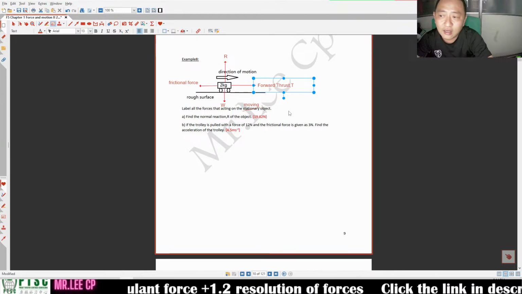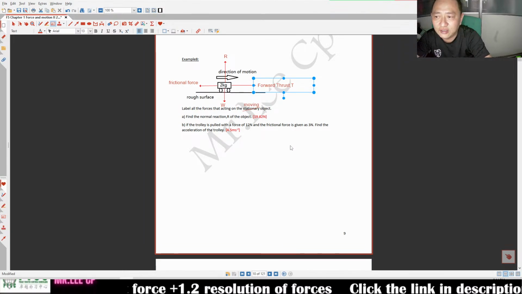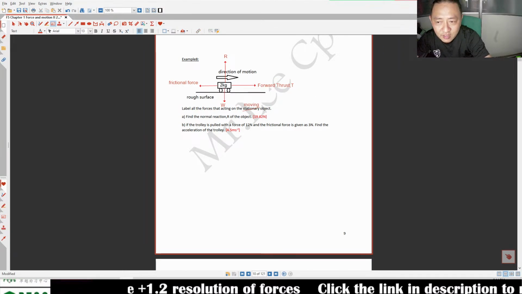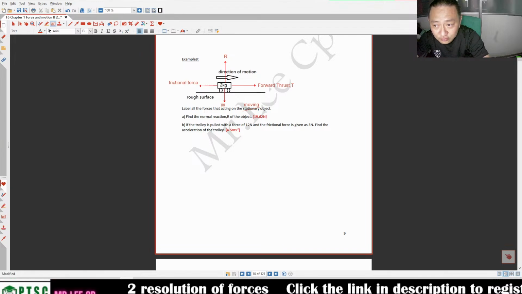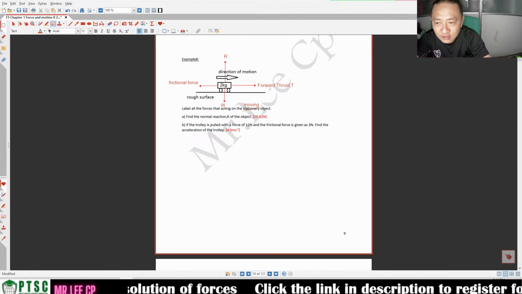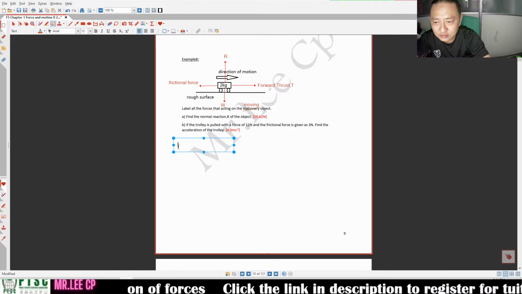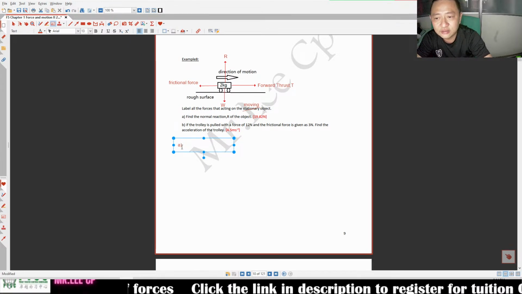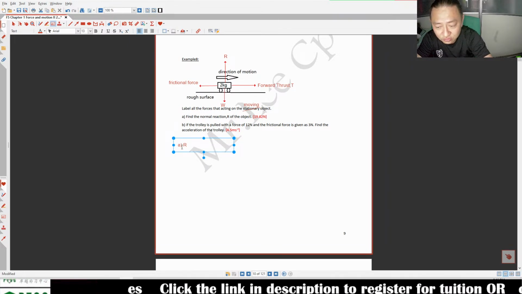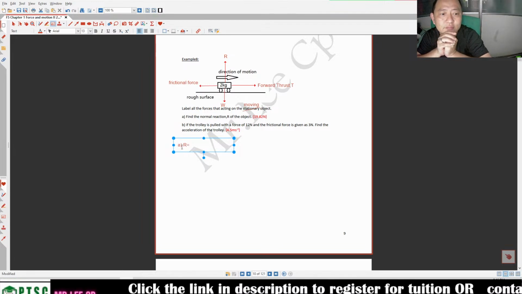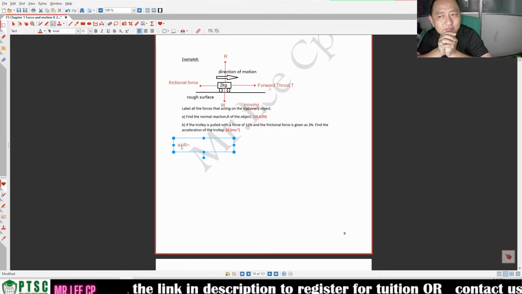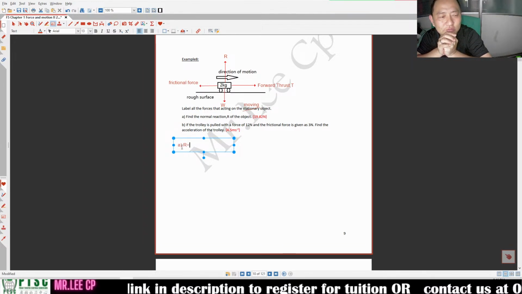Normally we use T, or you want to use F, it is okay. Now, I have labeled all the forces already: 1, 2, 3, 4. Find the normal reaction. Normal reaction R is equal to... does this one go up or go down?